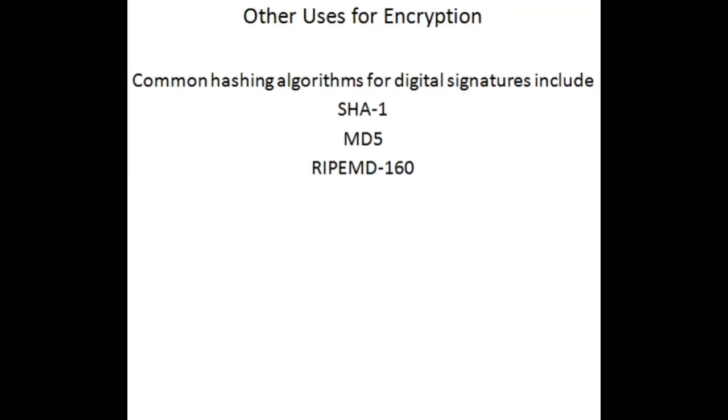However, if this does occur and two messages produce the same hash, it is called a collision. Collisions allow for cryptographic attacks against the algorithm.